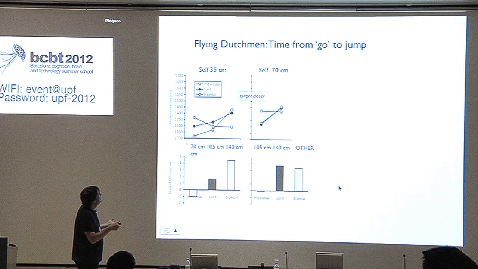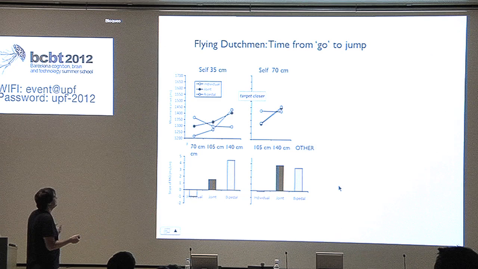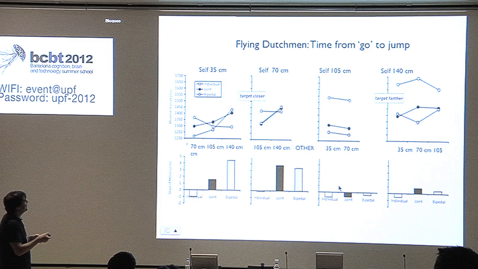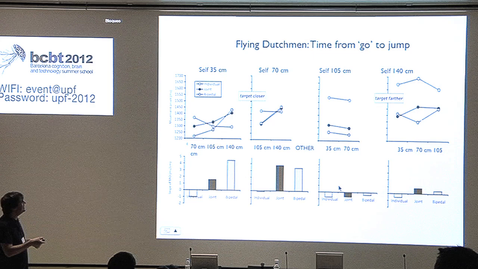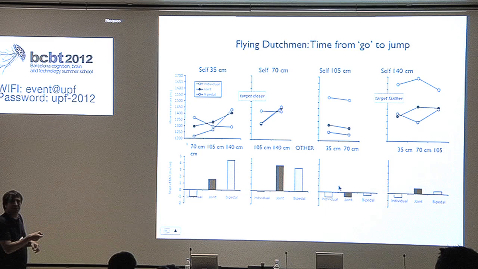So I think it's best seen in these slopes. Basically the slopes stand for the simulation that leads to the delay. If you have to jump further than the other position, you don't see any of this slope. As you can see, the lines are completely flat here, and what that means is that you just jump as fast as you can. And note that in the joint as well as in the bipedal condition, the times are much faster than in the individual condition.